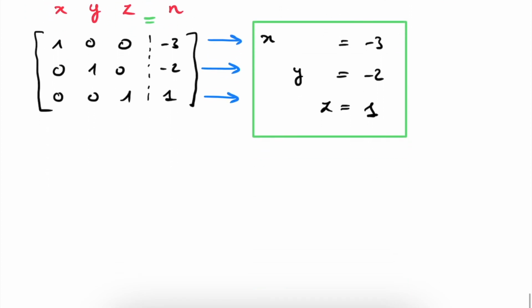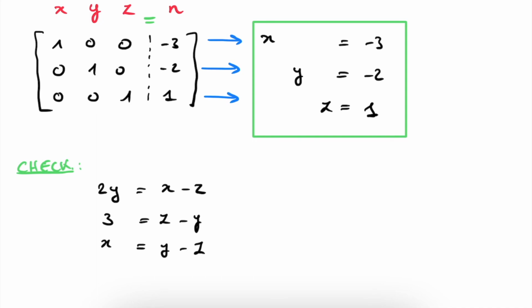And of course, we can and we should always check our result so that we can sleep well because we know that we didn't make any mistakes. So we write our original equations, which were 2y is equal to x minus z. We had that 3 is equal to z minus y. And we had that x is equal to y minus z. So let's see if we didn't make any mistakes. Let's replace the x with -3. So this x becomes -3, and this x also becomes a -3.